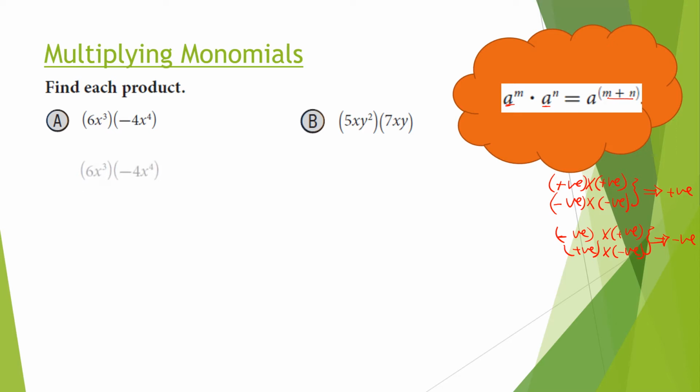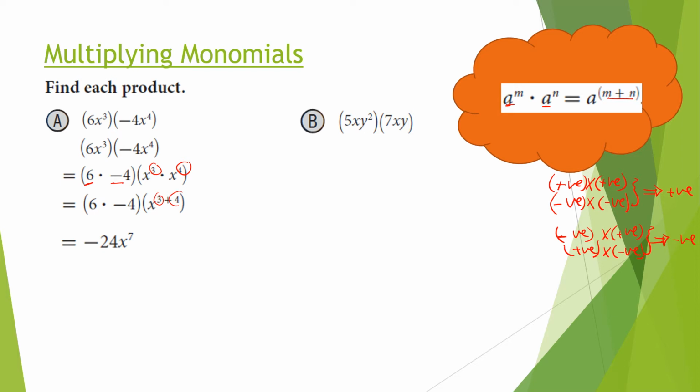Let's start here. So 6 times negative 4 and x times x power 3 times x power 4. So I'll multiply the numbers here, and then I'm going to add up the powers here. So 6 times negative 4 will be negative 24, and 3 plus 4 will be x power 7.